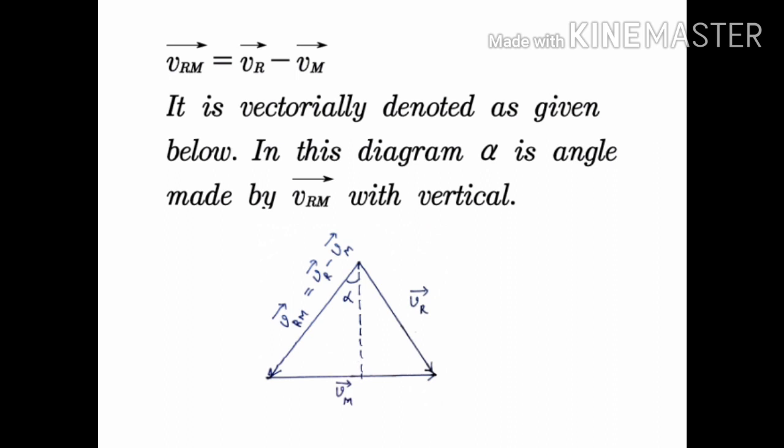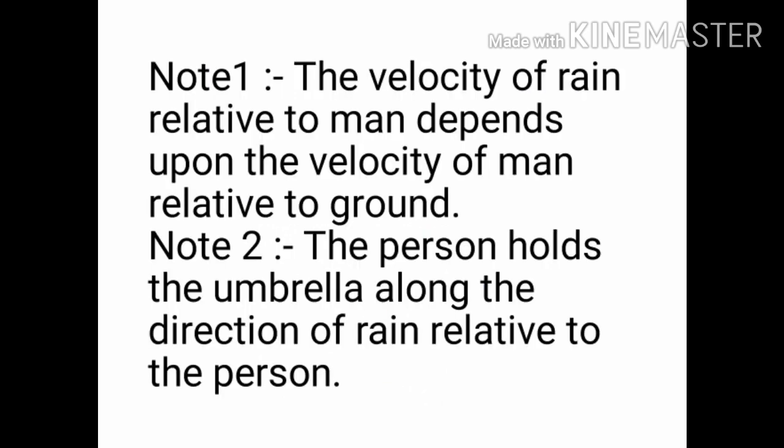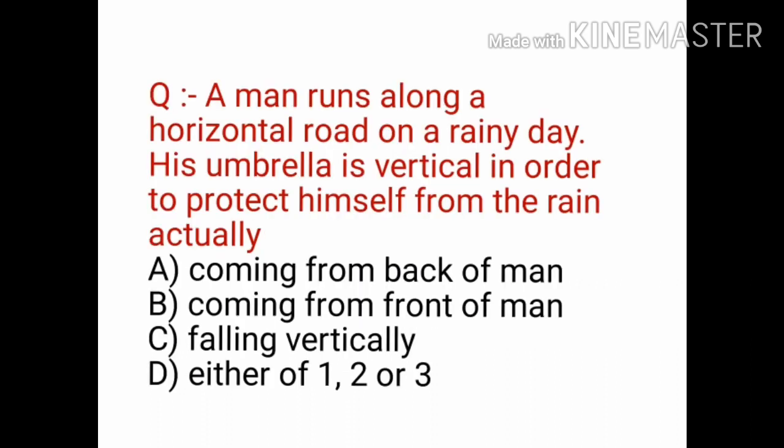To do problems related to the rain umbrella concept, we have two notes. First, the velocity of rain relative to man depends upon the velocity of man relative to ground. Note 2: the person holds the umbrella along the direction of the velocity of rain relative to the person. Based on that relative velocity of rain with respect to man, there is a small problem.